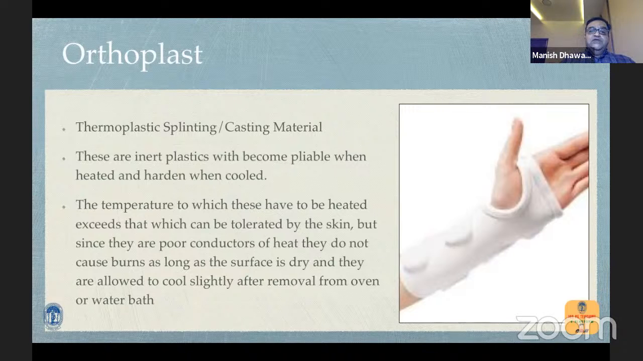The temperature to which these have to be heated exceeds that which can be tolerated by skin, but since they are poor conductors of heat, they do not usually cause burns as long as the surface is dry, and they are allowed to cool slightly after removal from the oven or water bath. So they are poor conductors of heat, so they do not basically cause skin burns.